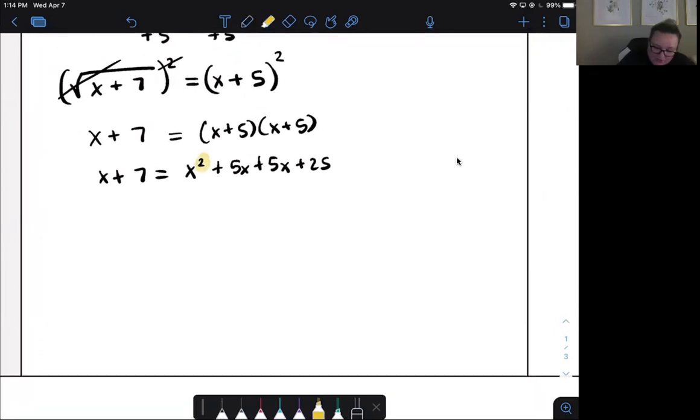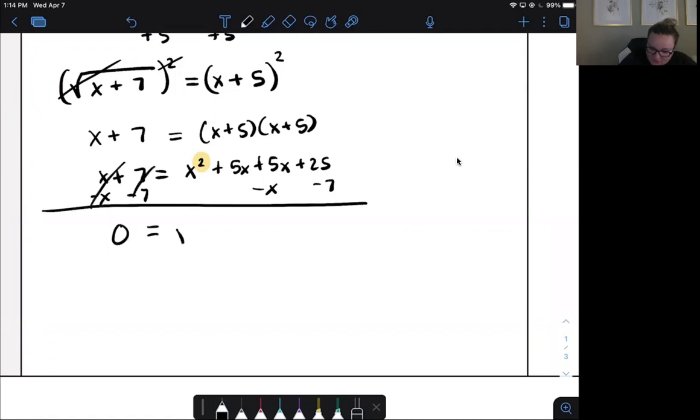Now we have a degree 2 polynomial. And for that degree 2 polynomial, we need to make sure it's equal to 0 before we can finish solving it. So we are going to subtract 7 from both sides. We're going to subtract x from both sides. These cancel, so 0 equals x squared, 5x plus 5x would be 10x, minus x is 9x, 25 minus 7 is 18.